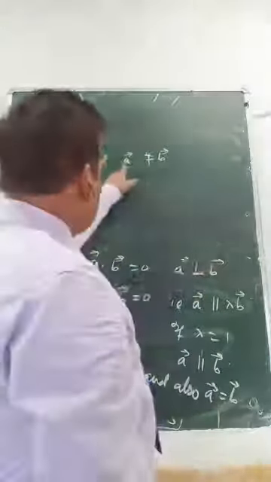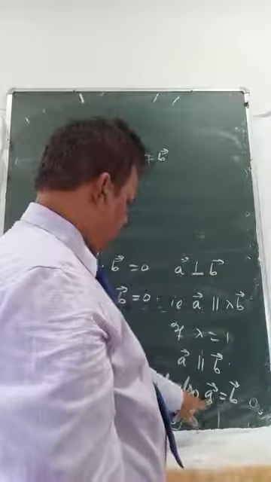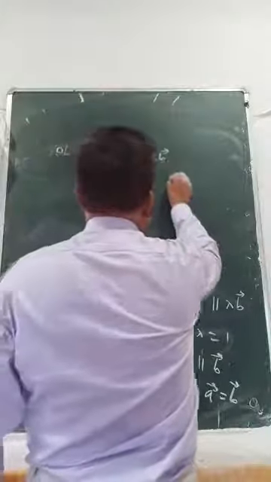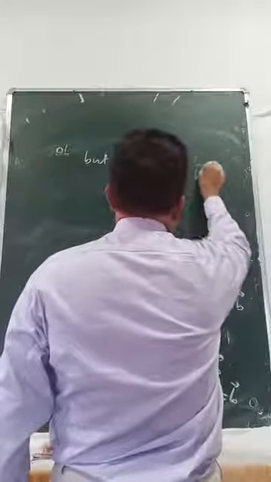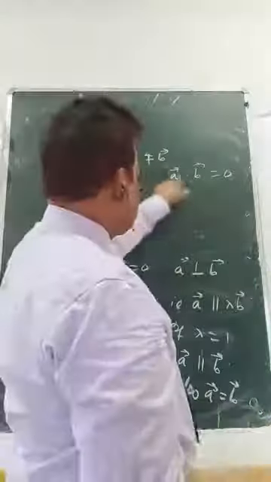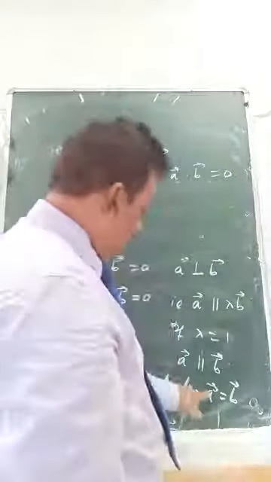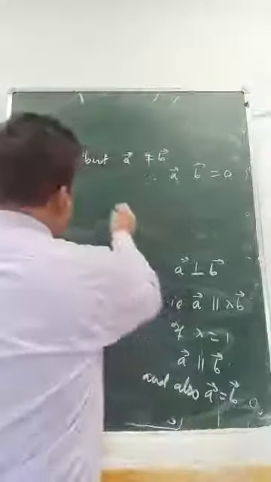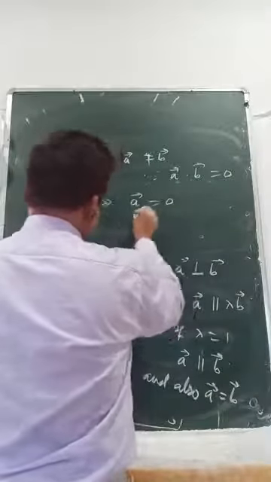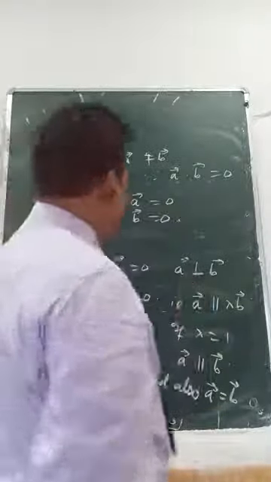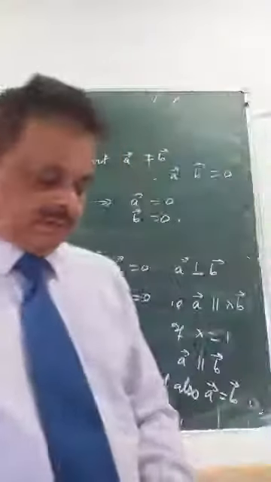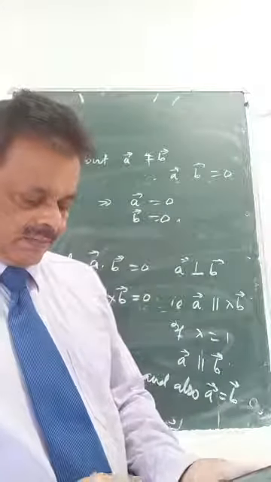How can the same vector be perpendicular to itself? Since you can write A dot B equals 0, you need two vectors to be perpendicular. If they are the same vector, how can they be perpendicular? So the only possibility is that both are 0 vectors. Then only it is possible. Got the point? Okay. Next.